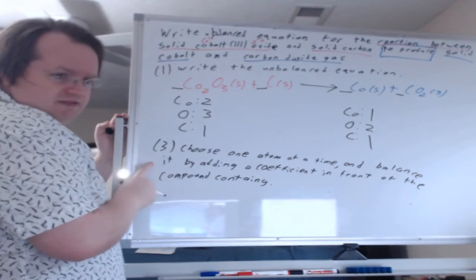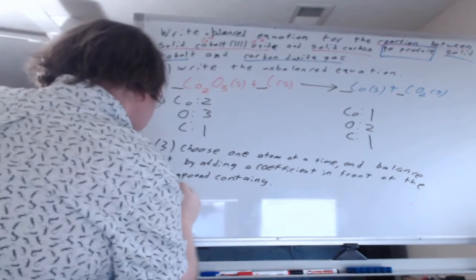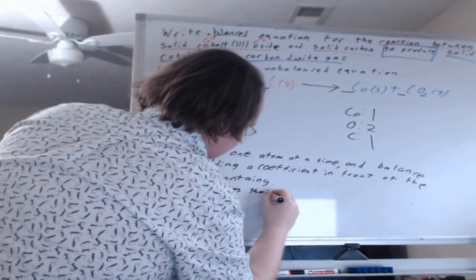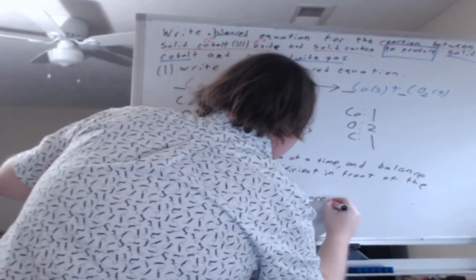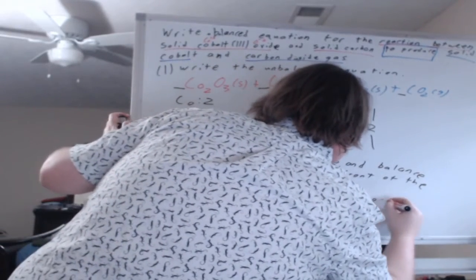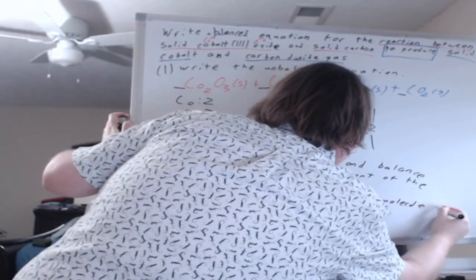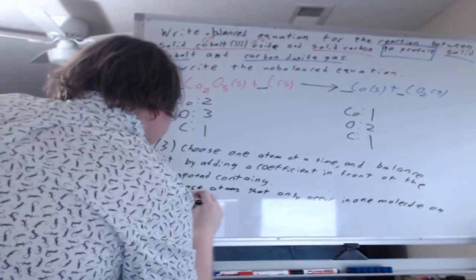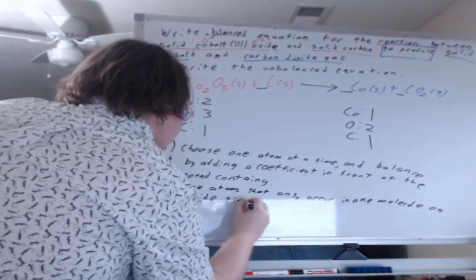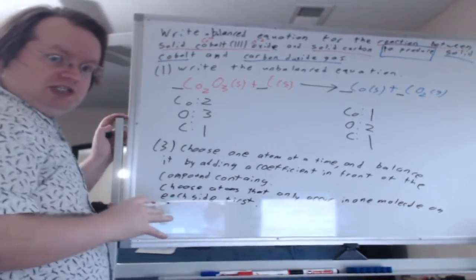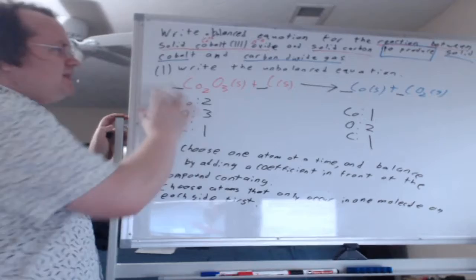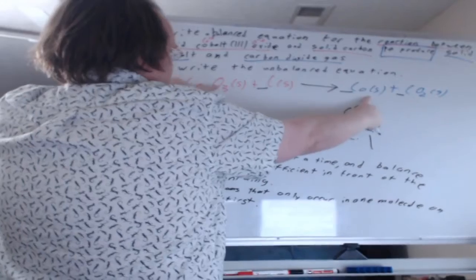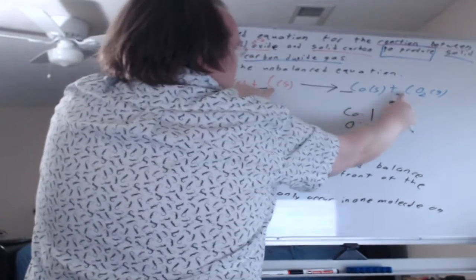So when picking this, what you want to do is choose atoms that only occur in one molecule on each side first. So it's easier to make changes to atoms that only occur in one molecule. Now in this case, we don't have a problem. All of them only exist in one molecule. The cobalt only exists here and here, the oxygen here and here, the carbon here and here.